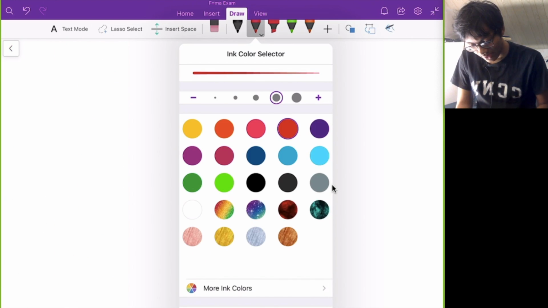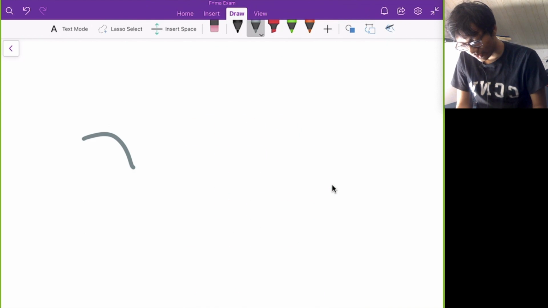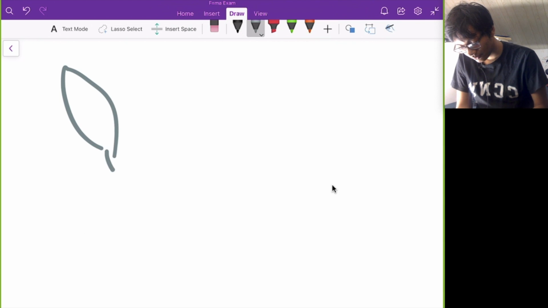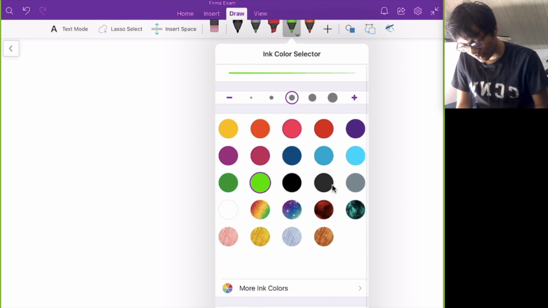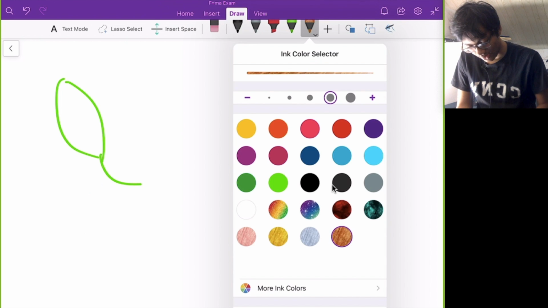So right now I'm going to draw, or at least try to draw, a feather for you. So here we have a feather or a leaf, and let me draw that nicely. So here's my leaf and here's my hammer.